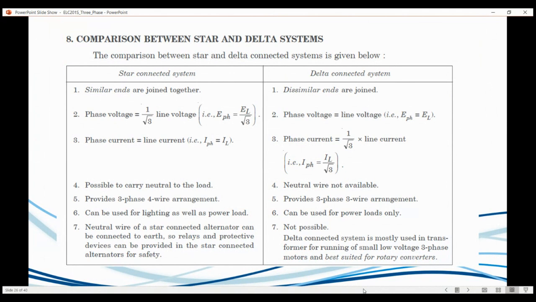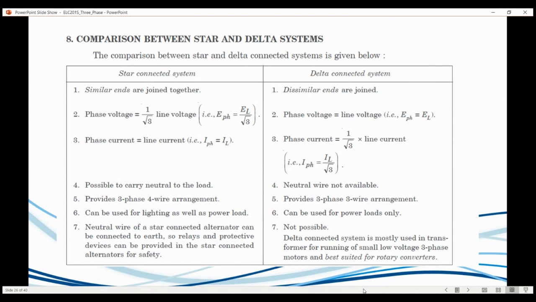Your star connected system is typically a 4-wire arrangement because you have that central neutral point, whereas your delta is 3 wires and there's no neutral wire available. I just want to make, someone told me a short way of remembering.